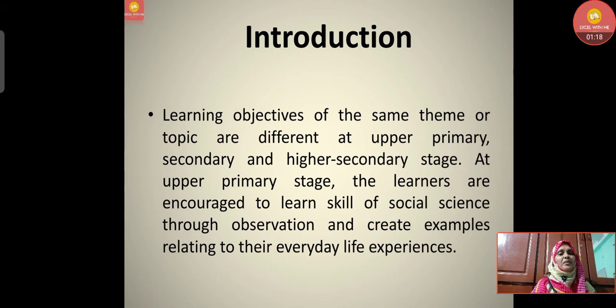At the upper primary stage, the learners are encouraged to learn skills of social science through observation and create examples relating to their everyday life experience. It should be the objective of teaching social sciences to the students at this level. Obviously, they will observe things and create some examples.